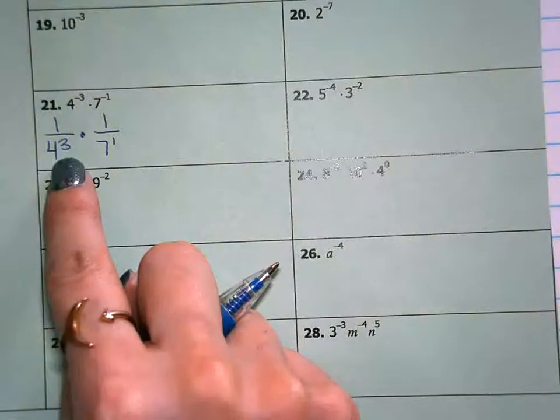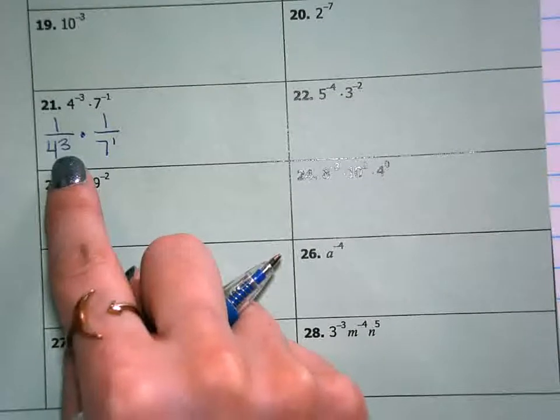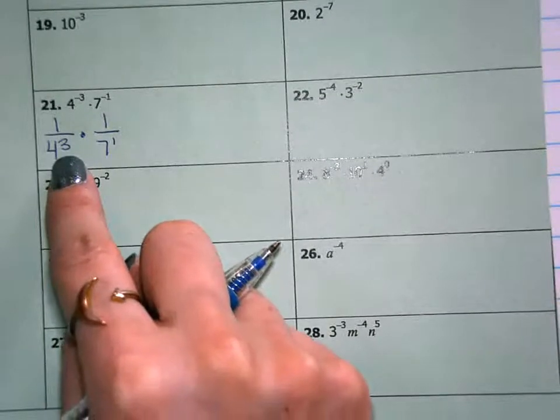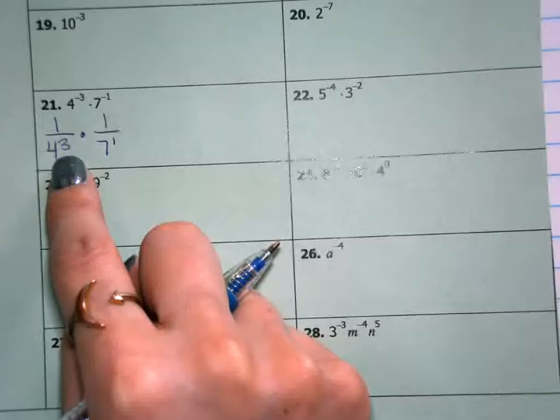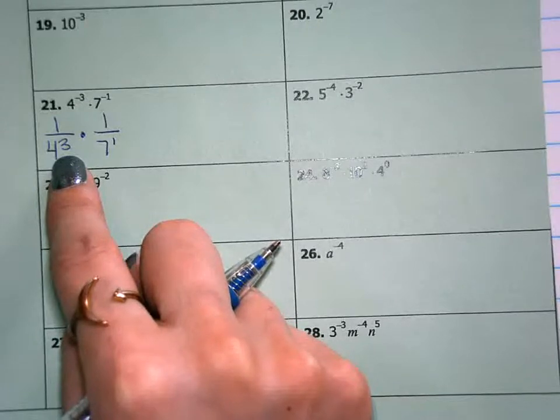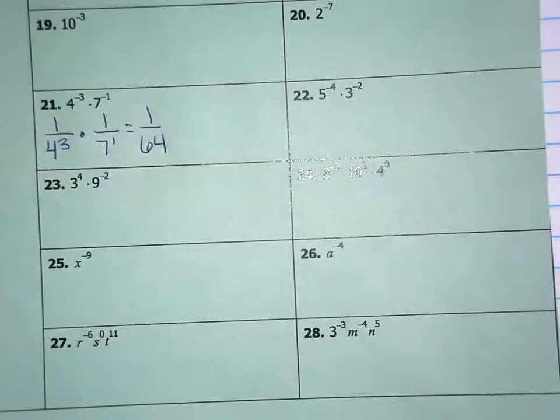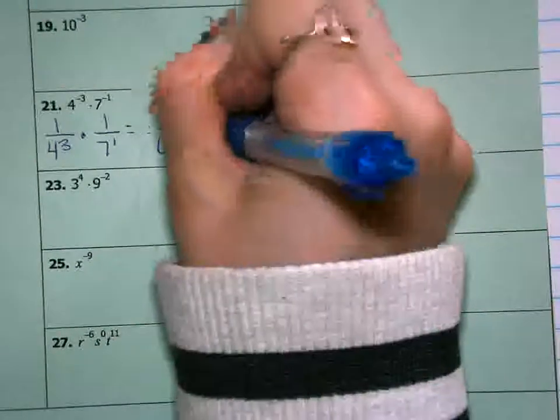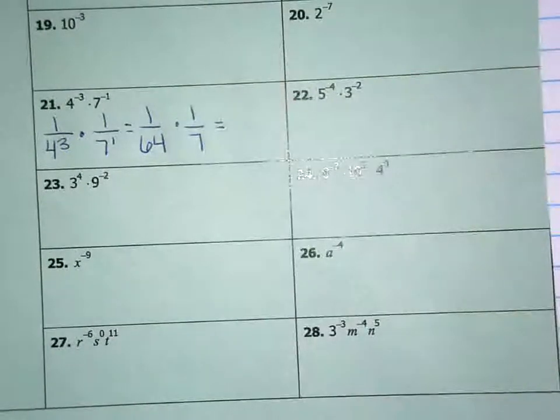So, 4 to the third. Do that first, because exponents come first in order of operations, right guys? 4 to the third is? 64. So how do I write that? 1/64. 1 over 64. And 7 to the first is just 1/7. And do we know how to multiply a fraction by a fraction? Yes. So multiply.